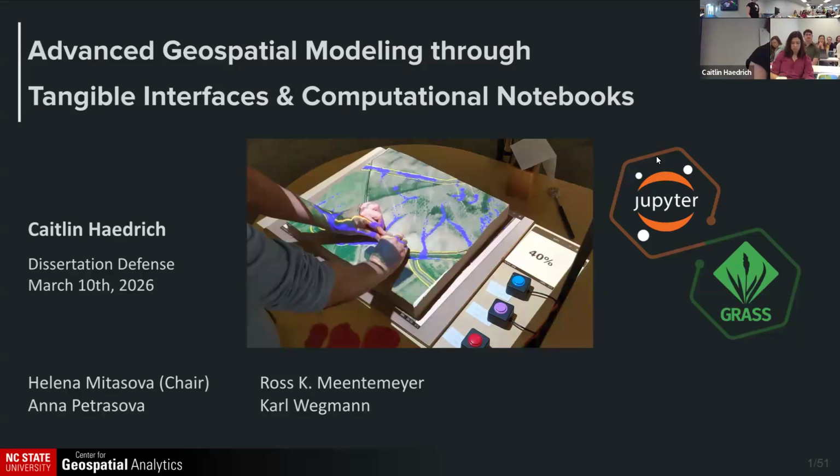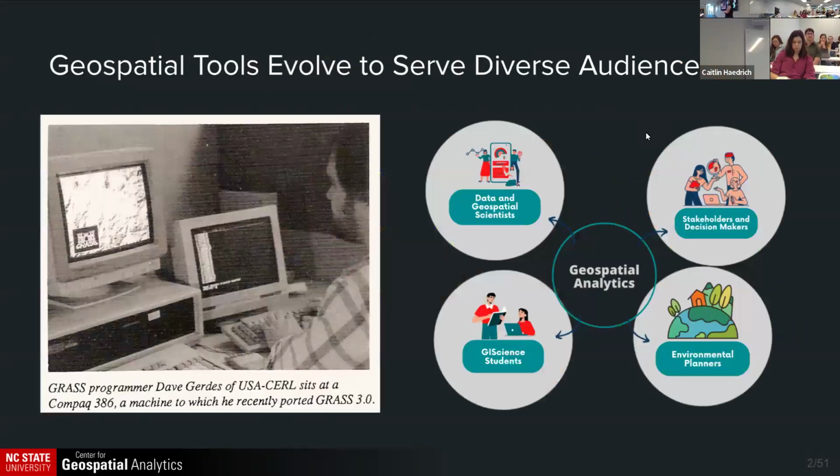So if you've been around GIS and geospatial analytics for a while, you might remember the primary paradigm that we used to interact with geospatial analytics like a decade ago. But now those tools are evolving, and they've evolved to serve diverse audiences through things like web GIS and cloud computing, and we're borrowing practices from data science.